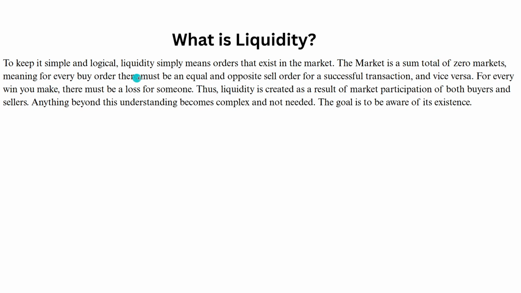Meaning for every buy order, there must be an equal and opposite sell order for a successful transaction, and vice versa. For every win you make, there must be a loss for someone. Thus, liquidity is created as a result of market participation of both buyers and sellers. It's just your orders, your interaction with the market: your buy, your sell, your buy, your sell. All these things are creating liquidity. They are creating orders. Anything beyond this understanding becomes complex and not needed.